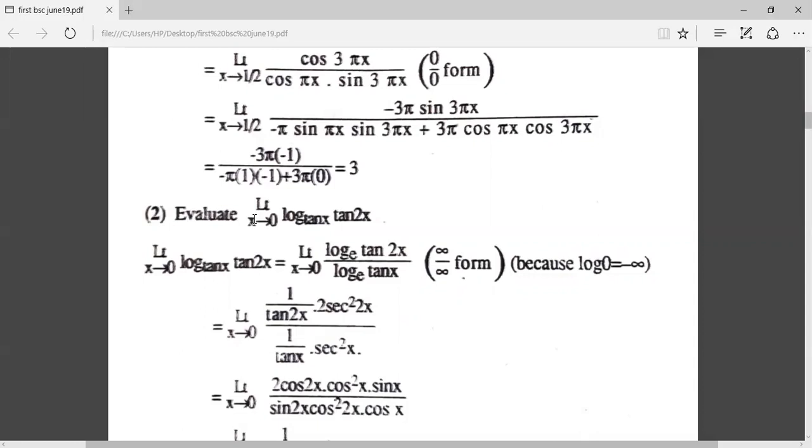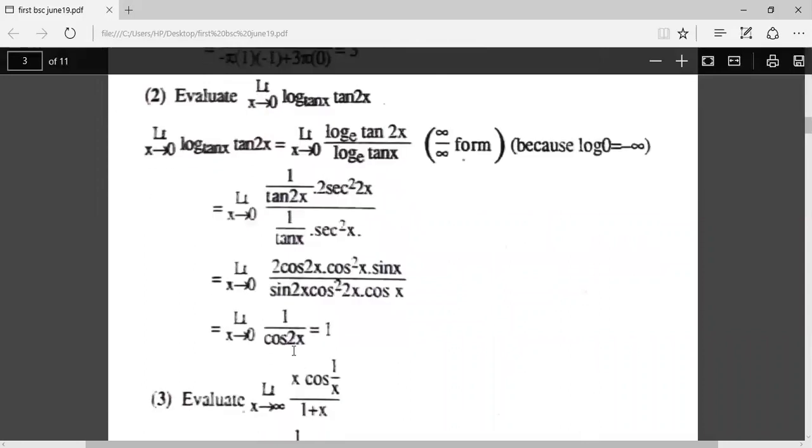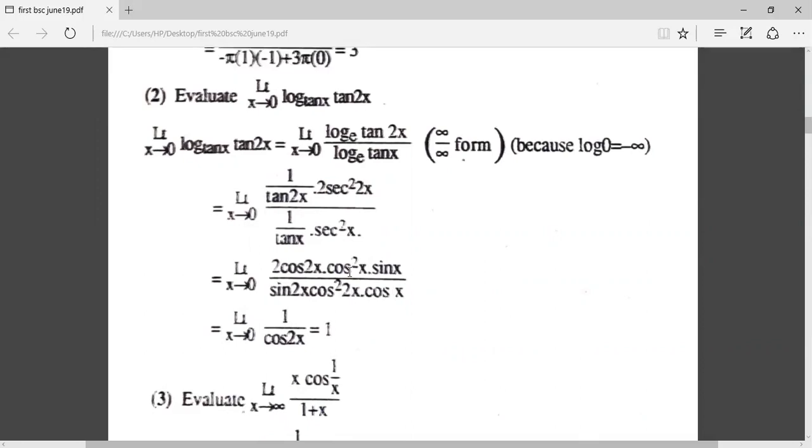Ultimately, if you simplify this, you will get 2 cos 2x cos square x sin x by sin 2x cos square 2x into cos x. Many of the terms will cancel. 2 cancels. Next, cos x cancels. Next, cos 2x cancels. So what you will get is 1 by cos 2x left, because sin 2x is 2 sin x into cos x. What is sin 2x? It is 2 sin x into cos x. So that sin x also cancels, and that cos x also cancels. So you will get 1 by cos 2x.